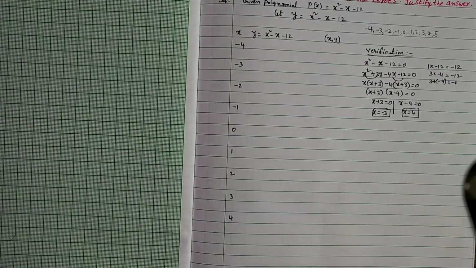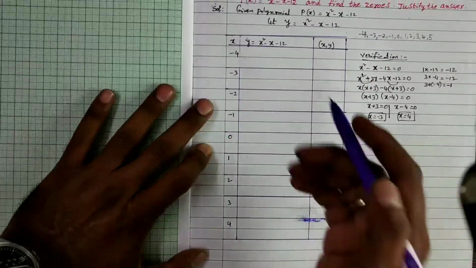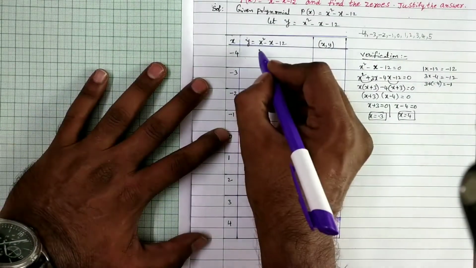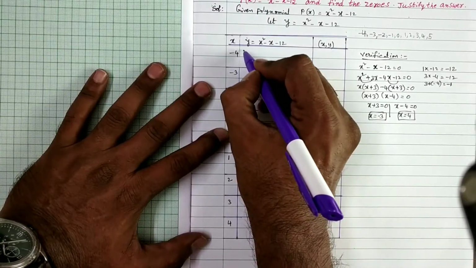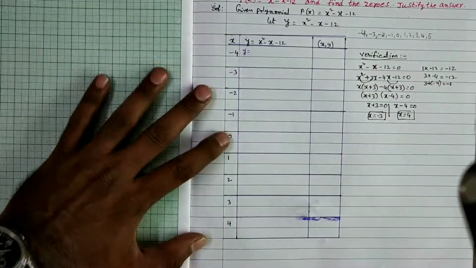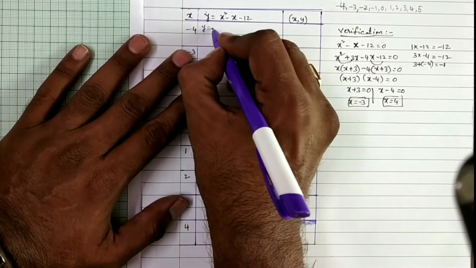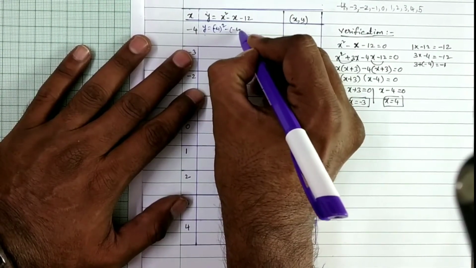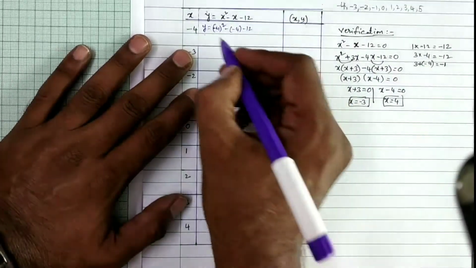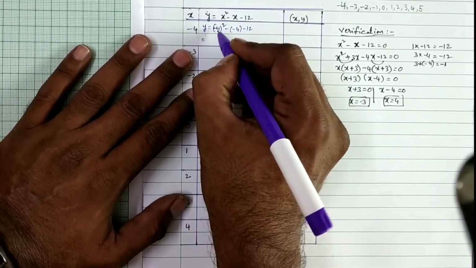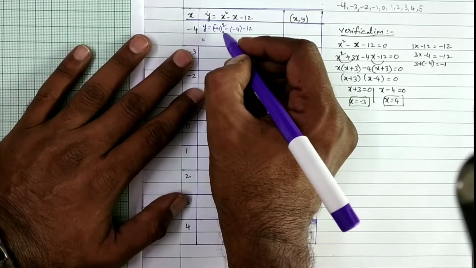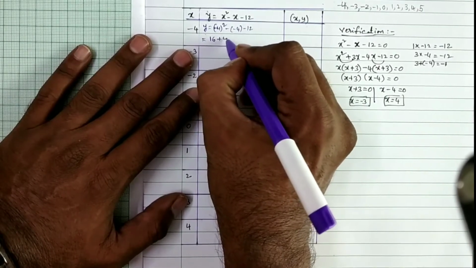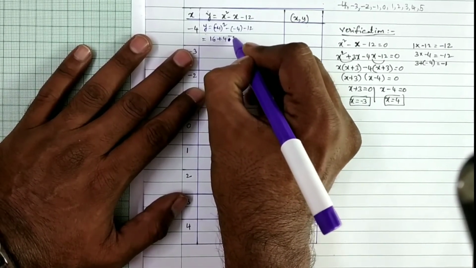Then form a table and substitute these values. Take minus 4 first. Substitute in this polynomial, y is equals to x square minus x minus 12, that is minus 4 whole square minus of minus 4 minus 12. Minus 4 whole square, minus square plus 4 square, 16. So it will be plus, minus of minus plus 4, plus minus 12.